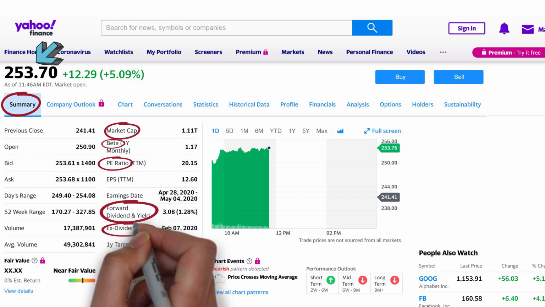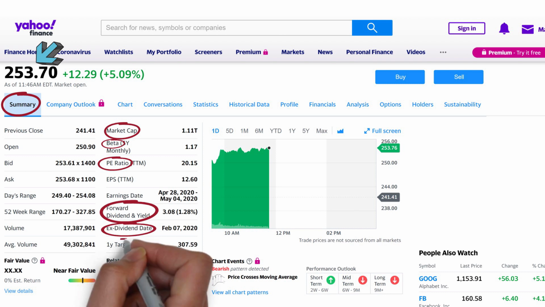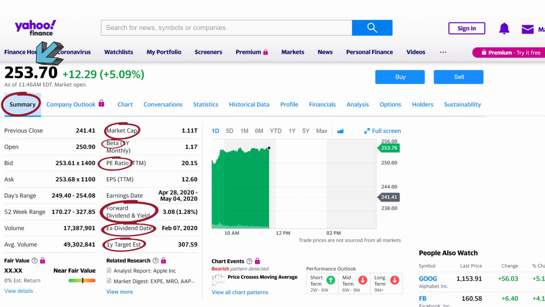The ex-dividend date is the date by which you must buy the stock in order to get the next dividend payment. If you want to buy Apple for the dividend, you will want to buy it before this date or whatever the next dividend is, or you will have to wait a quarter to receive the dividend. The 1-year target estimate is the share price analysts have predicted. Analysts have predicted Apple's share price will be $307.59 in 1 year, a significant increase from where it is now.